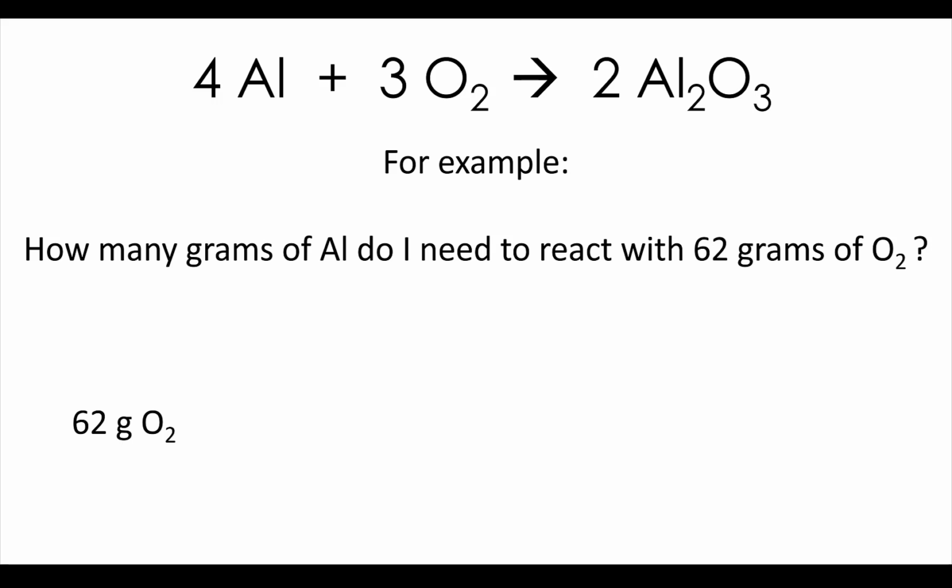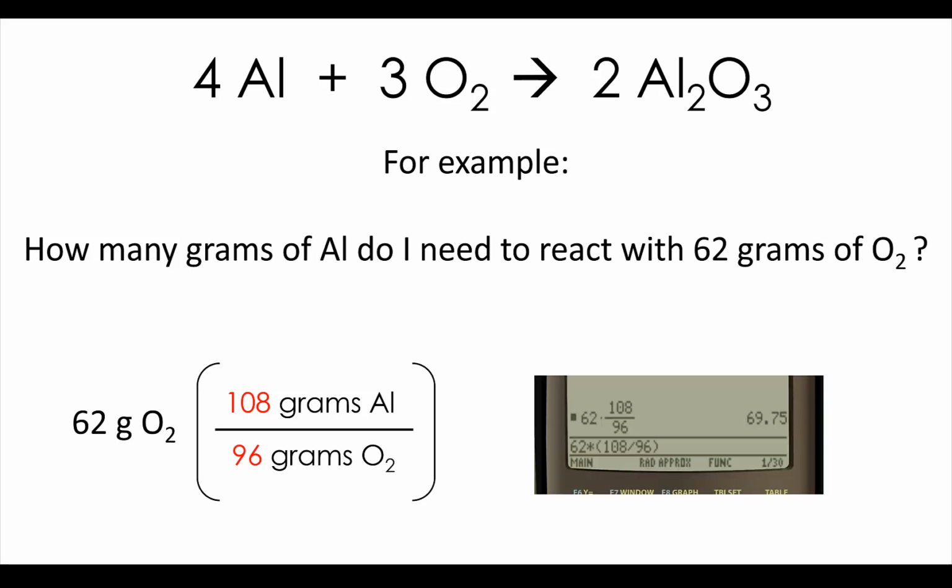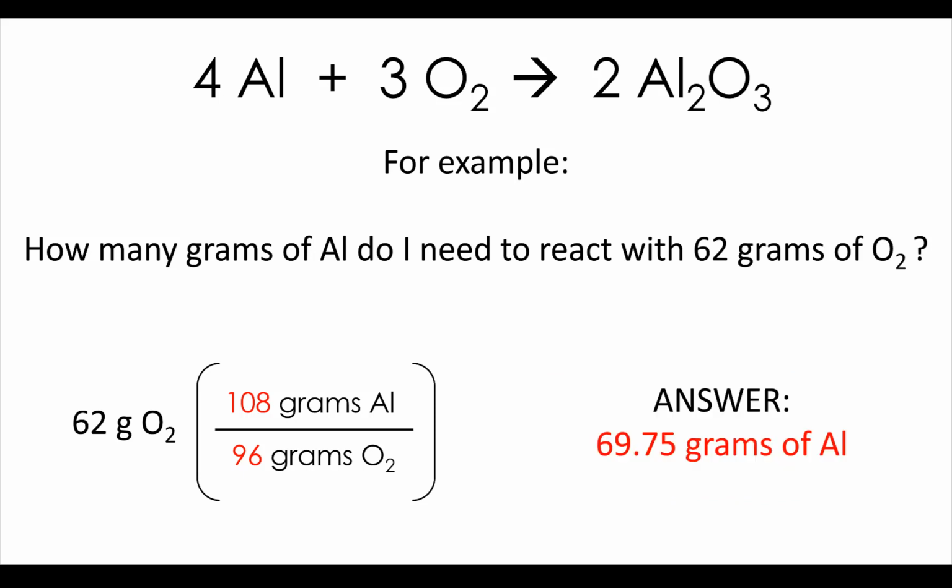So for example, how many grams of aluminum do I need to react with 62 grams of oxygen, O2? Well, I need to multiply it by the gram ratio, but the equation gives me the mole ratio, so I'll multiply each chemical by its molar mass, and then there we go, that's the gram ratio. So now that I have it, I can multiply this. 62 times 108 over 96 gives me 69.75, so that's the answer.